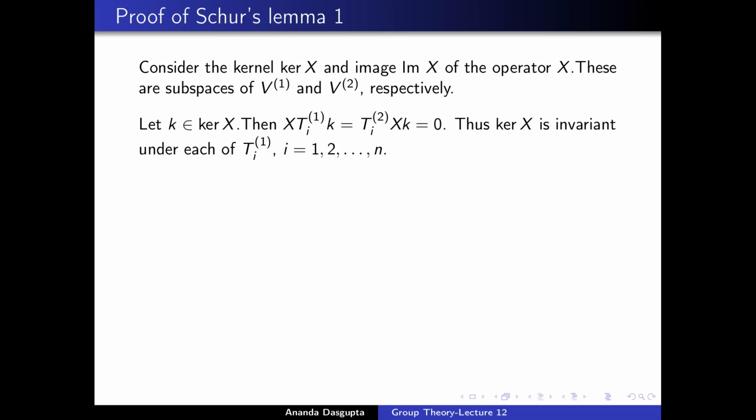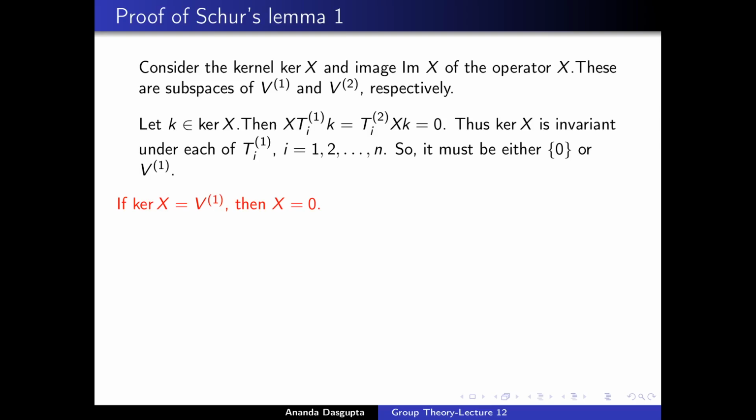However, our supposition was that the set Ti1, as i runs from 1 to n, is an irreducible set of operators on V1. What that means is that all these operators cannot have simultaneous invariant subspaces except for the trivial subspaces. So we have only two choices. Ker X must be either the trivial subspace with the null vector alone, of course this null vector is the null vector of V1, or it must be the entire space V1. Now if ker X is V1, then it simply means that if you take any vector in V1 and apply X on it, you are going to end up with the null vector of V2, which is exactly the statement that X has to be the null map, the zero map.